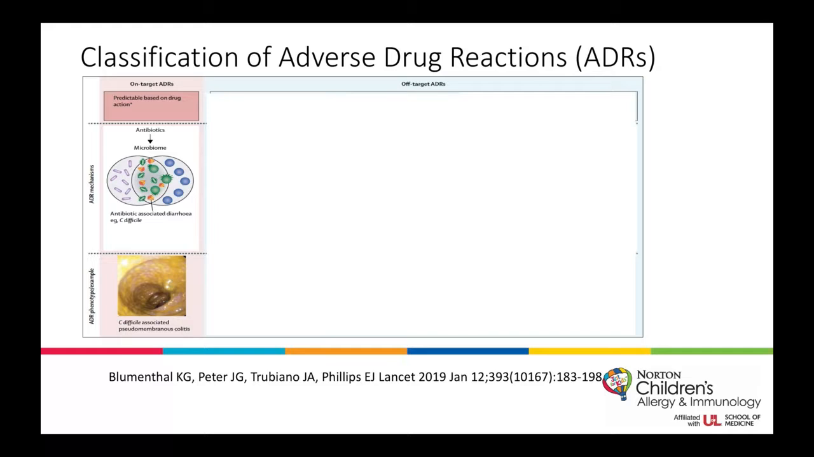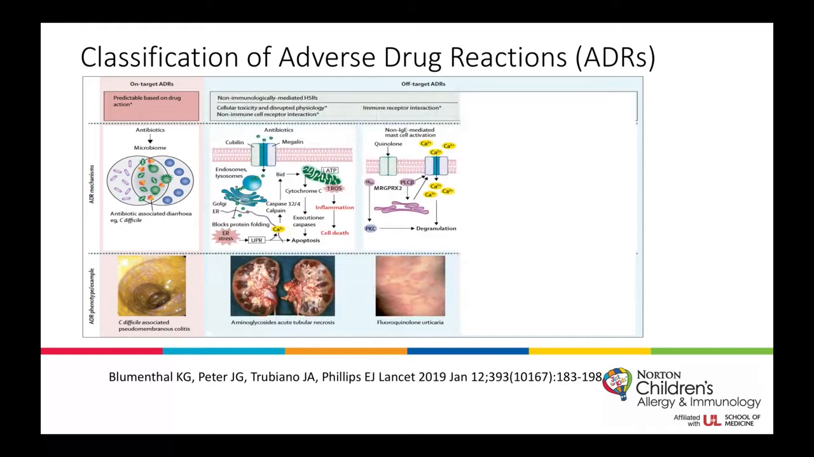On-target reactions are essentially predictable because of the known therapeutic and pharmacological actions of the drug. C. diff-associated colitis is a classic example of this. Off-target adverse drug reactions are non-immunologically mediated, broadly classified, and then immunologically mediated.